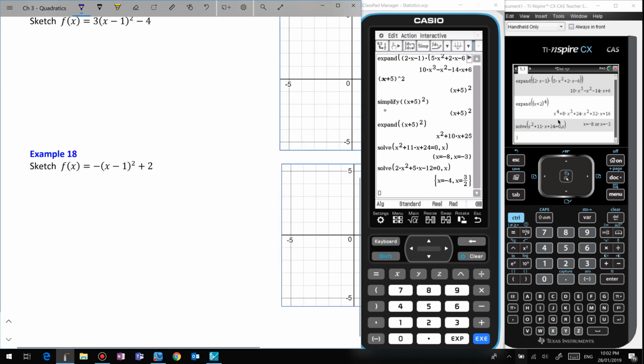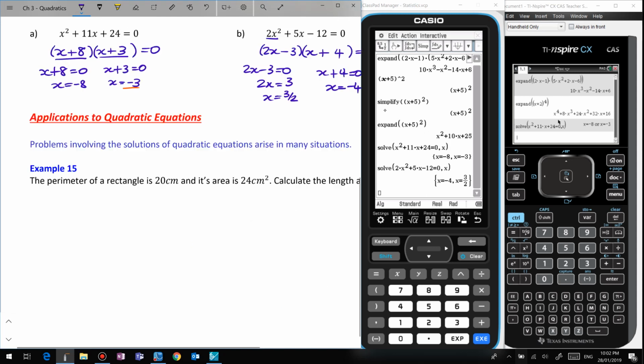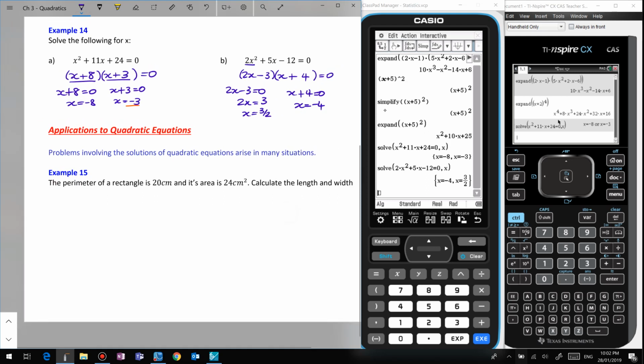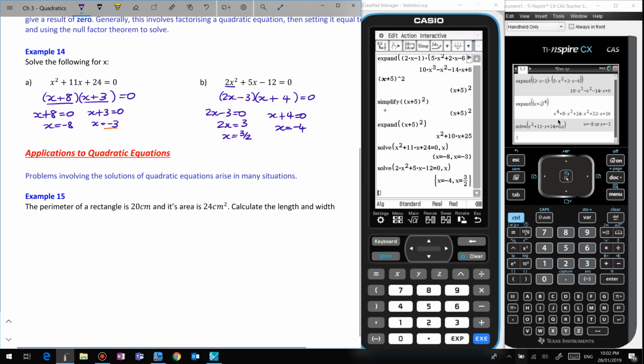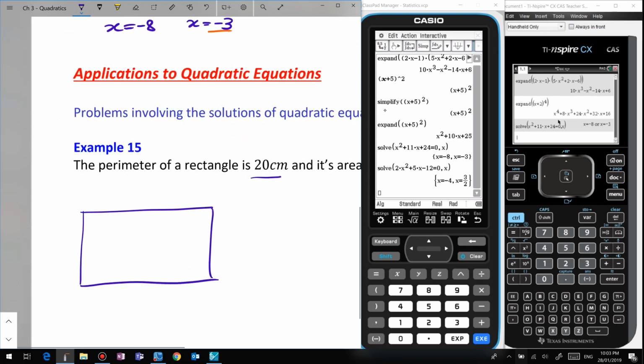Okay, I think this is the last question we're going to do. Problems involving solutions of quadratic equations arise in many situations. The perimeter of a rectangle is 20 centimeters. So let's draw a rectangle. Perimeter is 20, area is 24. Calculate the length and the width. That's all it's telling us.